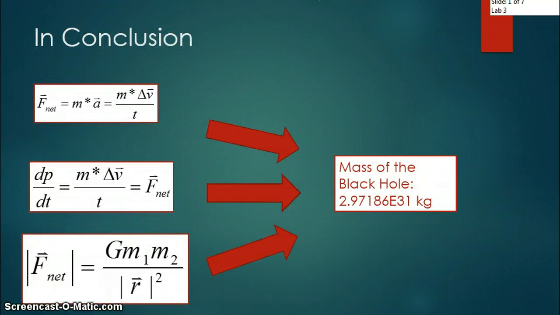In conclusion, from Newton's second law and the universal law of gravitation, we can calculate the mass of an object given the mass of the second object, the distance between the two objects, and the net force. Based on our fundamental principles, we know that the net force and its perpendicular and parallel components equal dp/dt and its perpendicular and parallel components respectively. Because of this unique relationship, we were successfully able to create a model and determine the mass of the black hole.